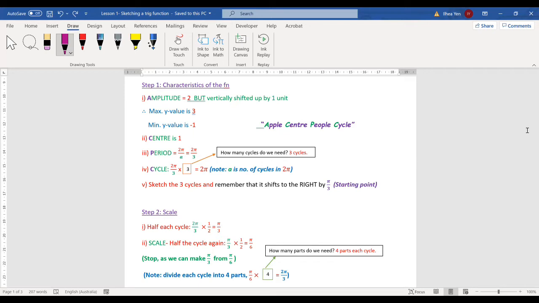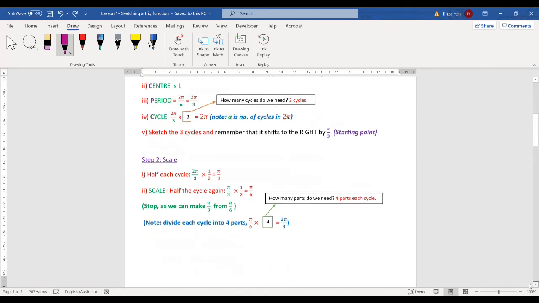Now I put "Apple center people cycle" there for you to remember easily about collecting the characteristics. Apple center, like Microsoft, Apple Center. And because of their environmentally friendly people, they cycle. So hopefully you can remember that. Anyway, I just made it up. You can come up with anything you like.